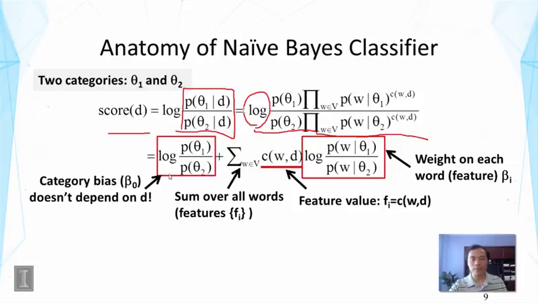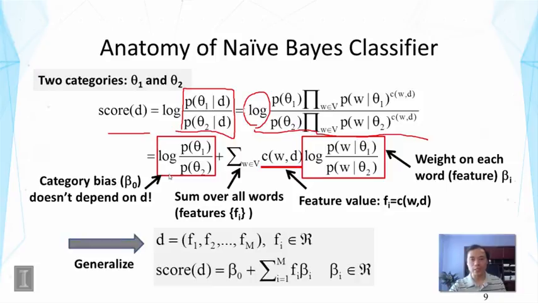So that formula actually is a formula that can be generalized to accommodate more features, and that's why I've introduced some other symbols here. So we introduced beta 0 to denote the bias, and f sub i to denote each feature, and then beta sub i to denote the weight on each feature. Now if we do this generalization, what we see is that in general we can represent the document by a feature vector f, right, f sub i.